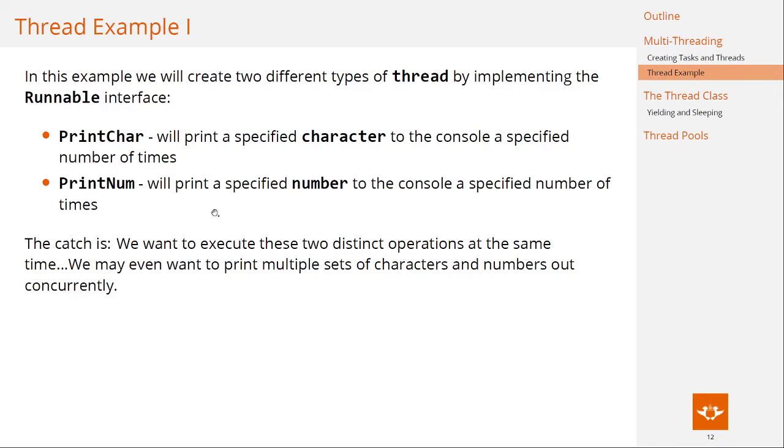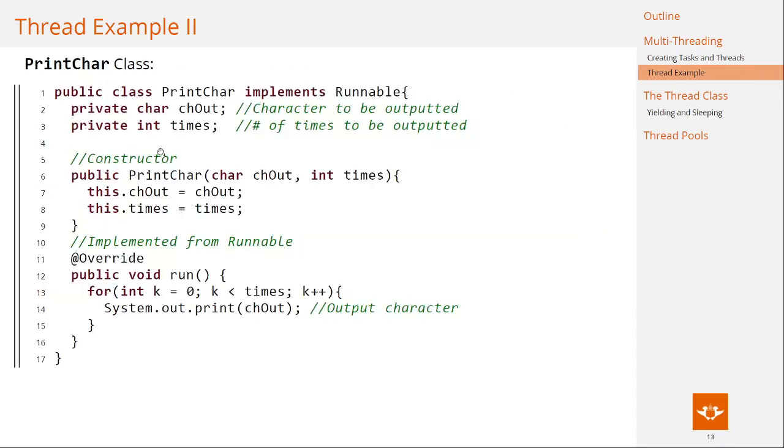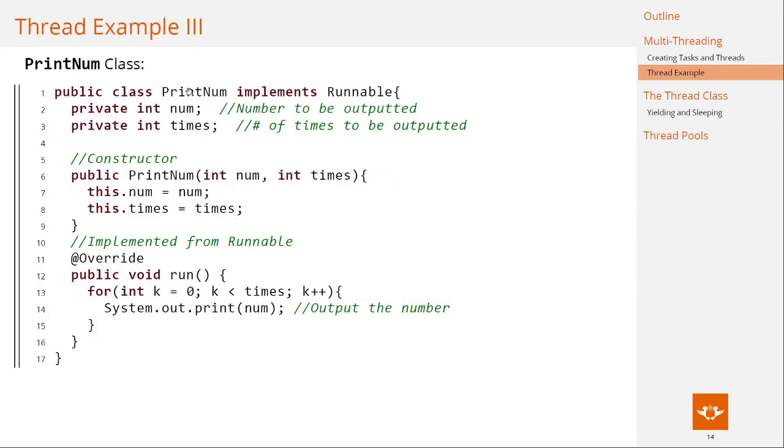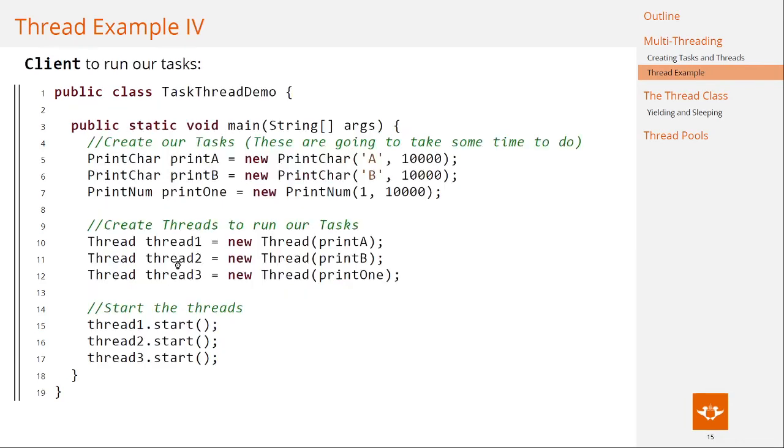I provided an example where we created a PrintChar and a PrintNum class that are responsible for printing out a number of characters and a number of numbers respectively. Then I provided an example where we ran all of these on threads, and we noted that the output would always be different. Please refer back to the video on multi-threading to see the output and to see a more in-depth discussion of how this all works.